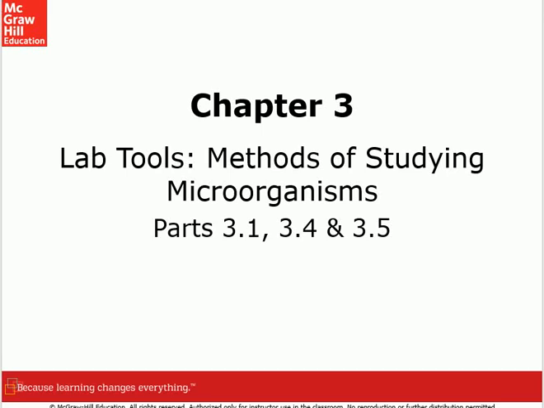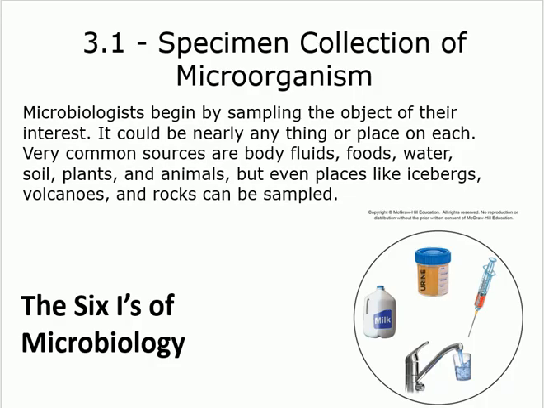So chapter 3 is lab tools, and this is the methods to study organisms, including the media, the nutrients, and different things. So the first thing is how to get a specimen in the first place.